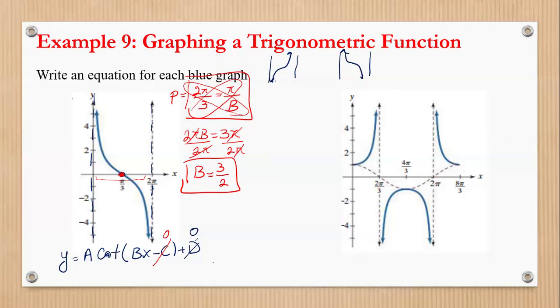So the only thing that's left is finding the A. So far my equation is cotangent of 3/2 of x. Now how can we find A? A is a vertical stretch. And this vertical stretch is usually based on how steep the graph is, from the midpoint, how steep it is going up or down.